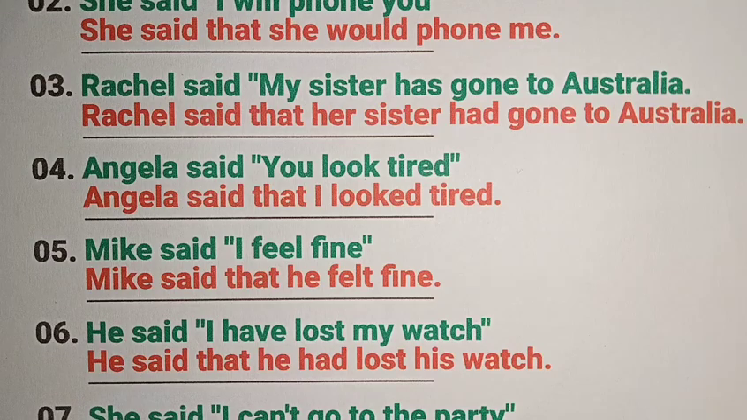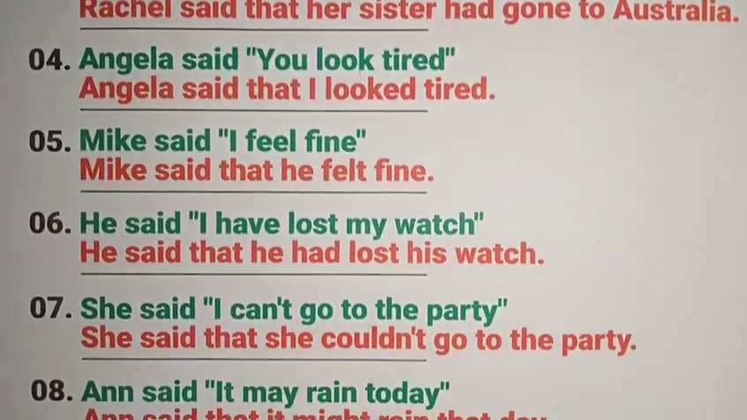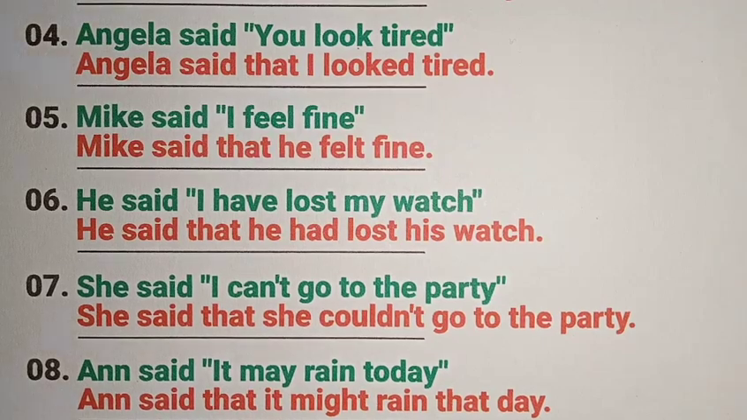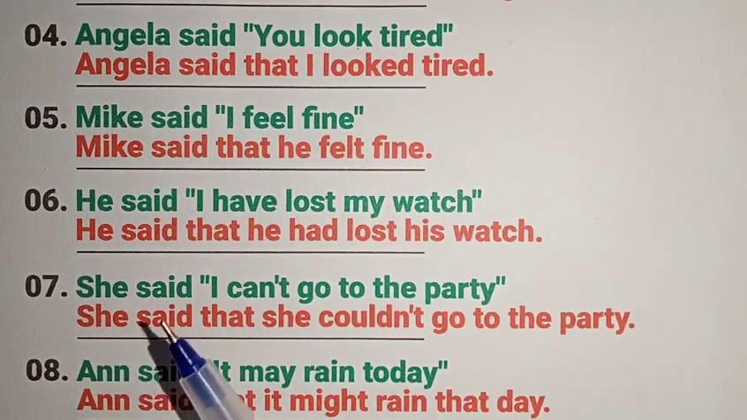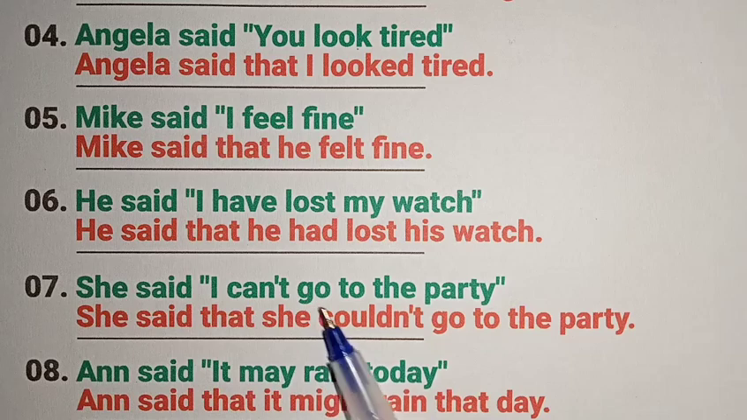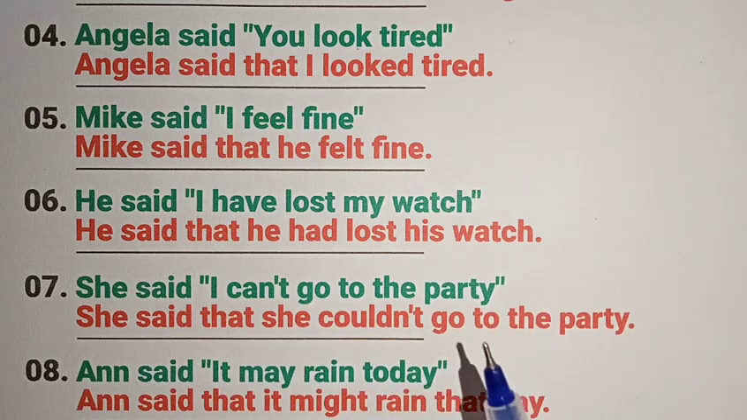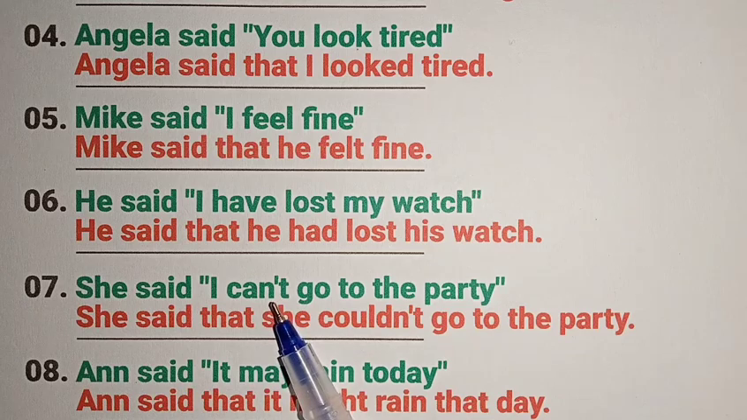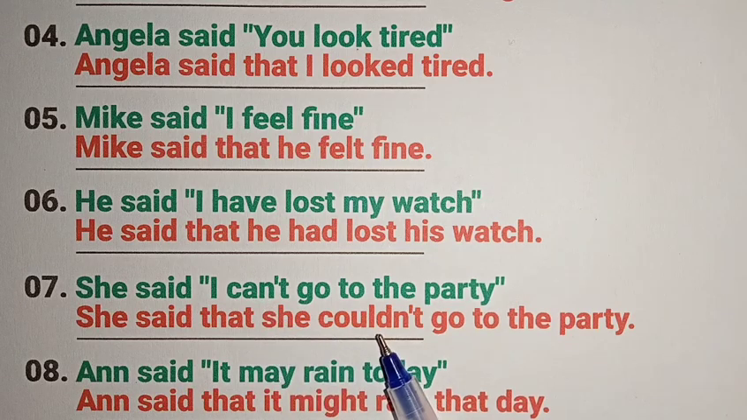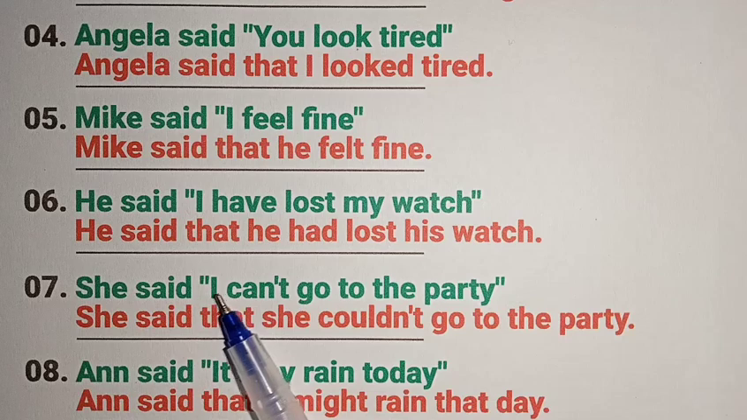Let's see the example number 7. She said, I can't go to the party. Now this is easy, right? Because we have already done a few examples. So this is very easy. You know that can't changes into couldn't in the reported speech.